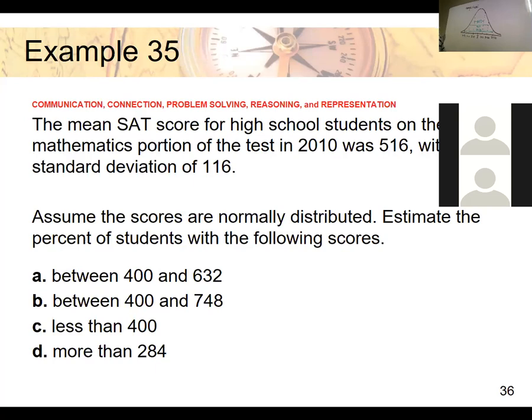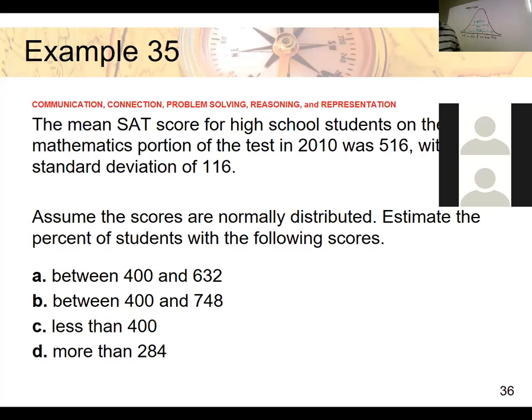Okay, let's say we had something like this. The mean SAT score for high school students on the mathematics portion of the test in 2010 was 516, with a standard deviation of 116. Assume the scores are normally distributed. Estimate the percent of students with the following scores: part A between 400 and 632, part B between 400 and 748, part C less than 400, and part D more than 284.